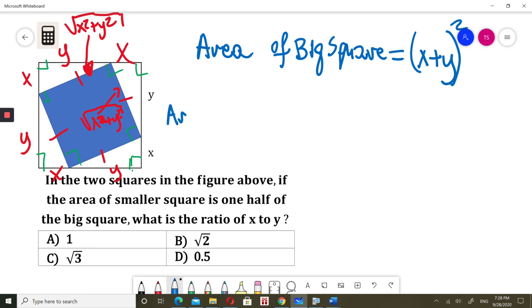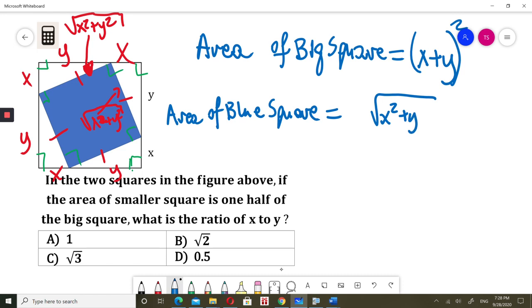So I will write the area of the blue square. The side of the blue square I calculated was the square root of x squared plus y squared, and the area of a square is side times side, so I need to square it. The square root squared gives that the area of the blue square is just x squared plus y squared.